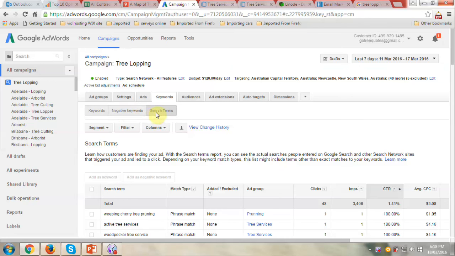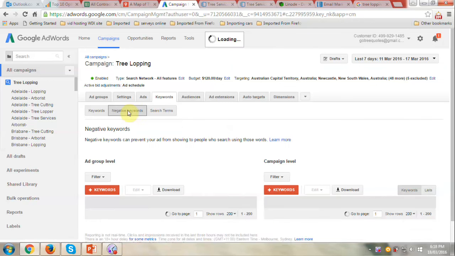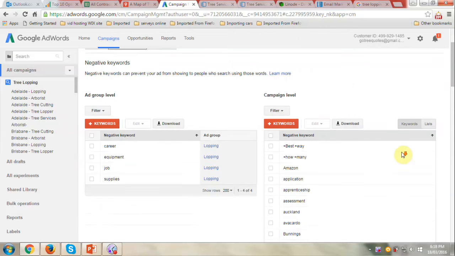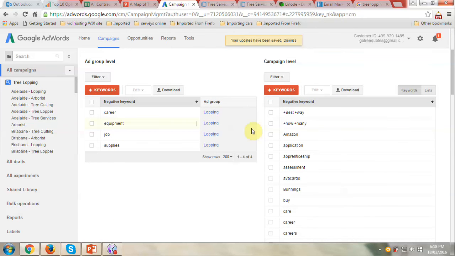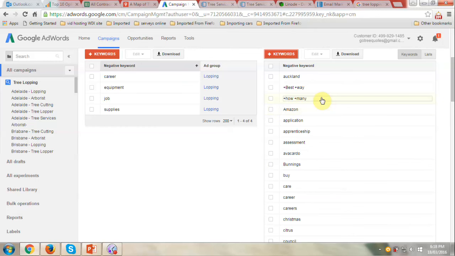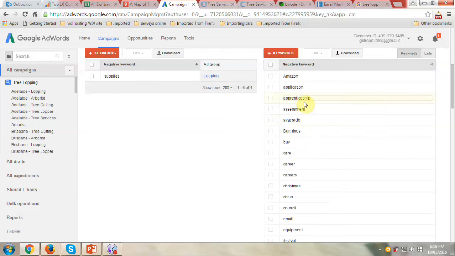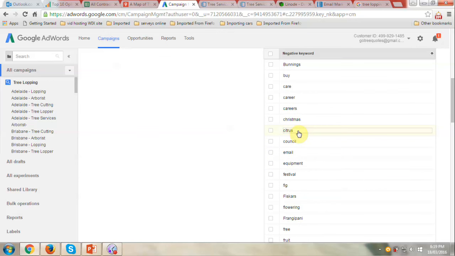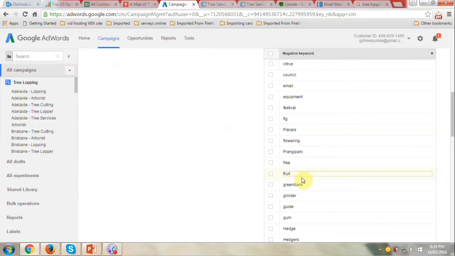Now your negative keywords are next to your search terms. Okay, still on the campaign level. So across here you can see I've got a list of negative keywords, and I'll just add Auckland now. Now for me these will all come up over the years as people looking for careers as an arborist. Negative keyword. I don't want someone clicking on my ad. Someone looking to prune a citrus tree, I don't want them clicking on my ad. These are all keywords that people have typed in.